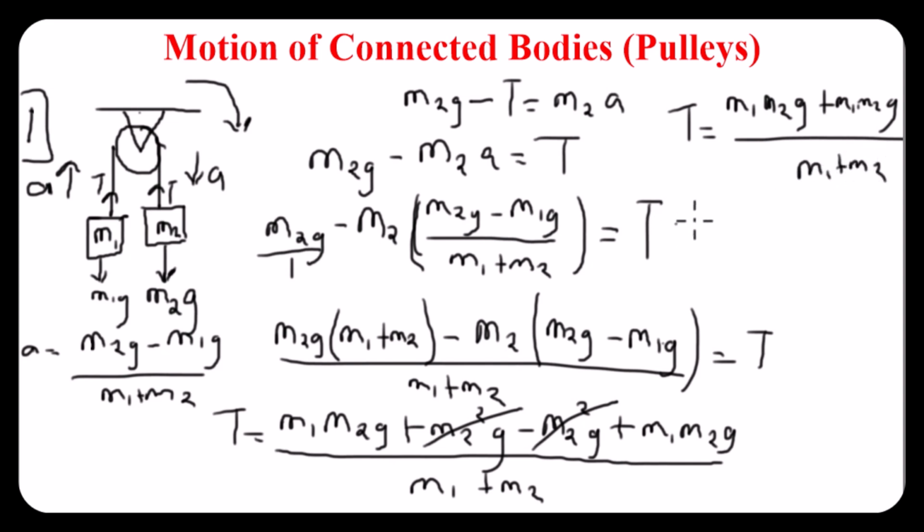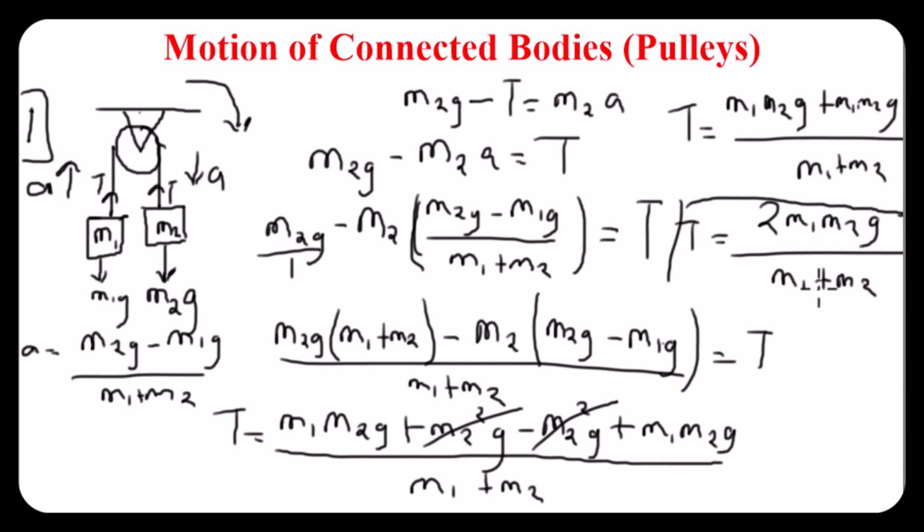So finally, since this is m1 m2, this is also m1 m2, I can then say my tension for this Atwood machine will simply be 2 m1 m2 g all over m1 plus m2. So you can see how simple it is in deriving our equation for both tension and the acceleration given an Atwood machine. We'll be moving on to the second system.